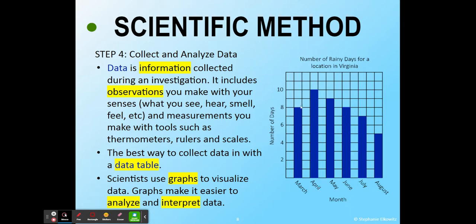I could give you a data table that lists 8, 10, 9, 8, 7, 5, but it's easier for us to look at this graph and we can easily say now, oh, look, April had the most number of rainy days. August had the least number of rainy days, right? March and June had the same number of days. It's easier for us to break down visual representations. So what we do is we create a data table, and then from the data table, we go ahead and create a graph. So this is where math and science interact.